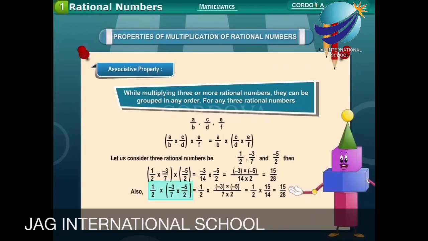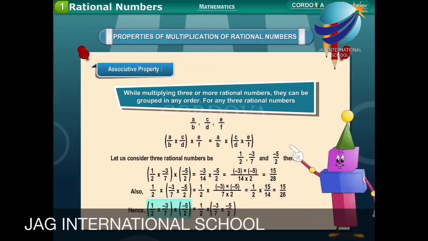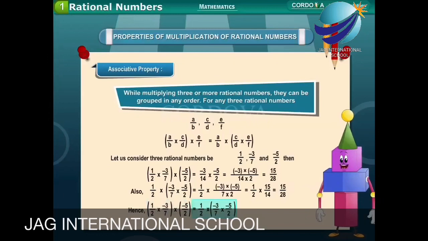Also, 1 upon 2 into minus 3 upon 7 into minus 5 upon 2 is equal to 1 upon 2 into minus 3 into minus 5 upon 7 into 2, which is equal to 1 upon 2 into 15 upon 14, which is equal to 15 upon 28. Hence, 1 upon 2 into minus 3 upon 7 into minus 5 upon 2 is equal to 1 upon 2 into minus 3 upon 7 into minus 5 upon 2, whichever way they are grouped.